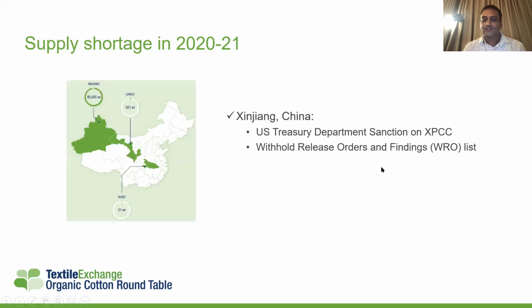Yeah. So here you can see, the first one, everyone knows: the US government has put a sanction on XPCC companies, as well as the WRO list. And that is saying, a lot of brands don't want to source cotton from this particular region, especially from Xinjiang.